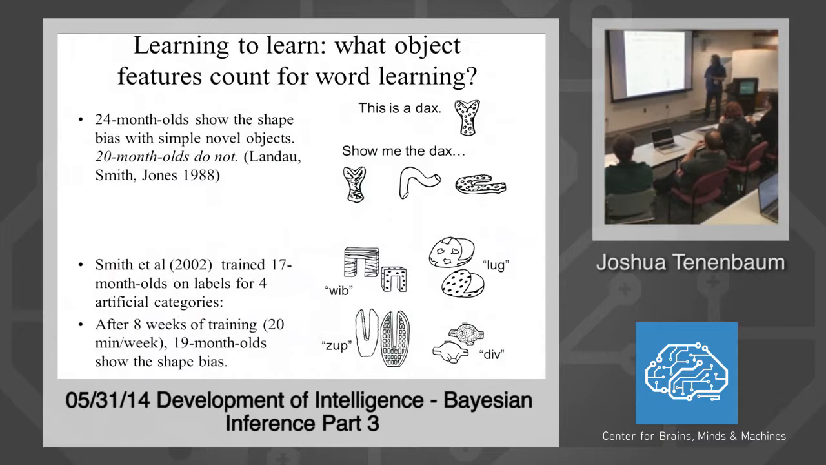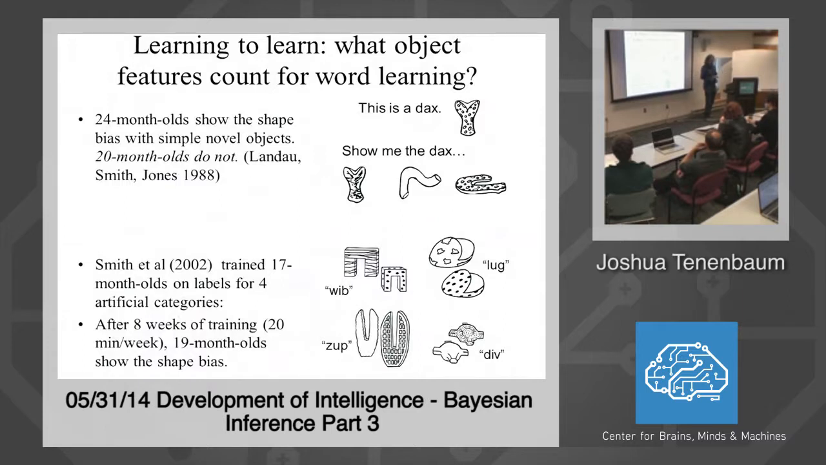By other measures, even younger infants are already more interested in object shape than material properties. So just to be clear, it's not like they can't perceive shape or be interested in it, but it's something specifically about knowledge of what kinds of features a new word is going to map onto. Okay. So there's at least some evidence that this bias is learned.